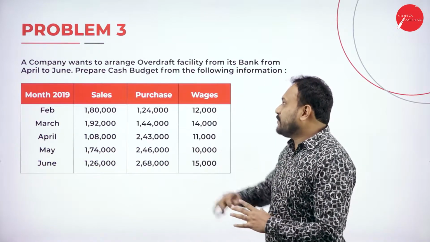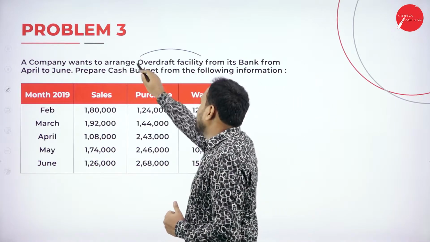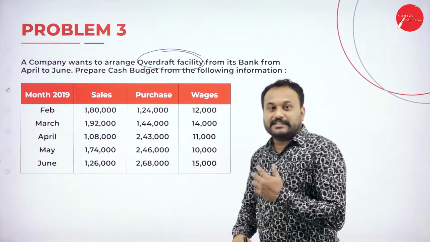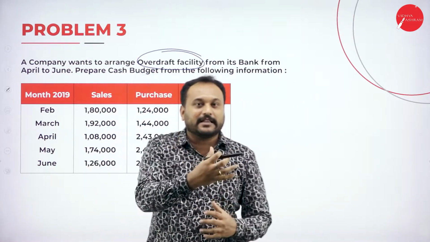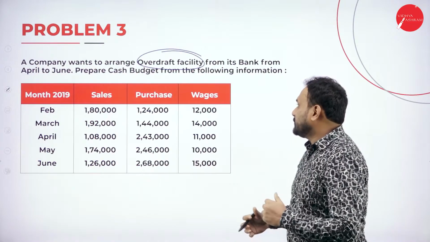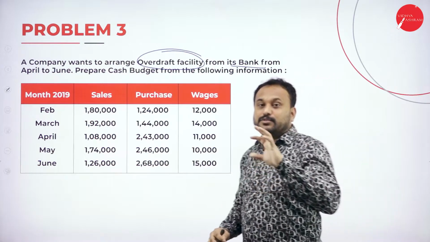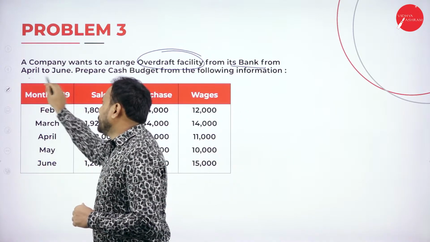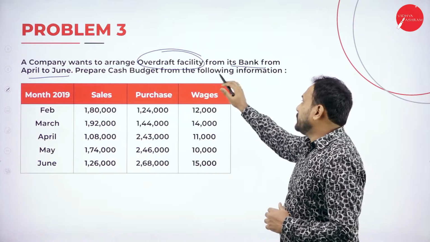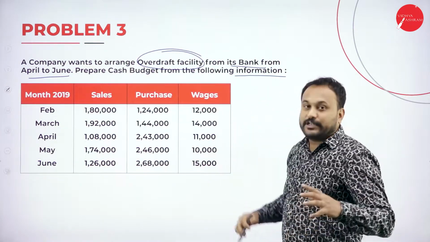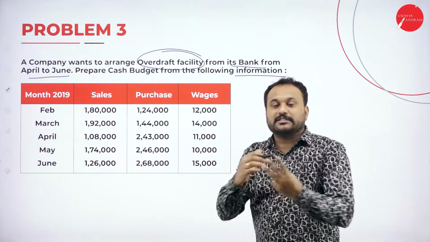So here a company wants to arrange overdraft facility. Now what exactly is this overdraft? When you don't have money, you are supposed to ask the bank. That is the overdraft facility which you are supposed to go with from the bank from April to June. Which one? That is April to June. You are supposed to calculate. Prepare cash budget from the following information. So it is April, May and June, those are the 3 months which you are supposed to prepare.